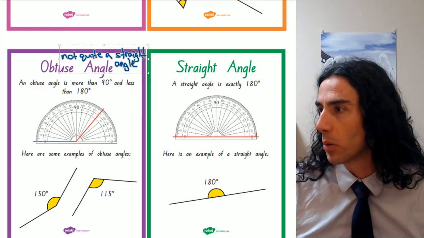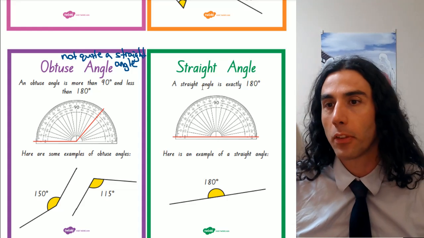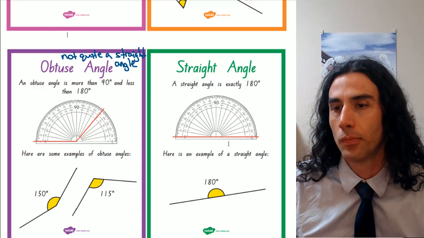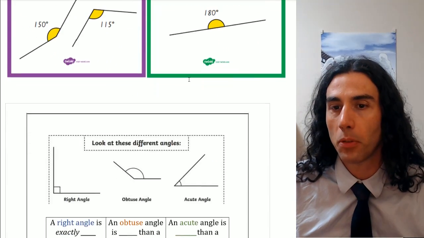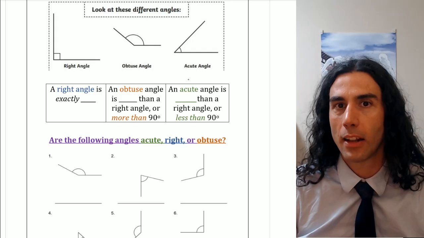Still hard to see. Blue. That's a bit better. And last one, the straight angle, exactly 180. Exactly 180. So those are the 4 angle types. So look at these different angles. Here's what I want you to write down here.